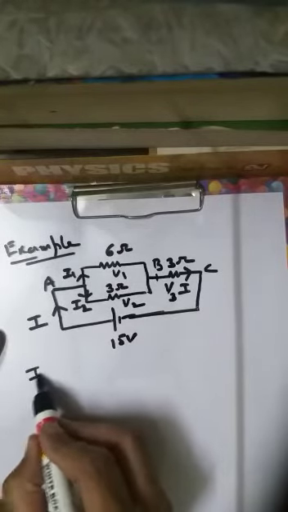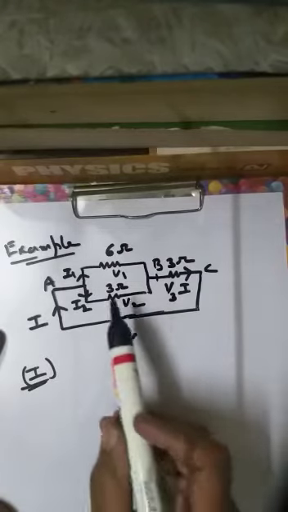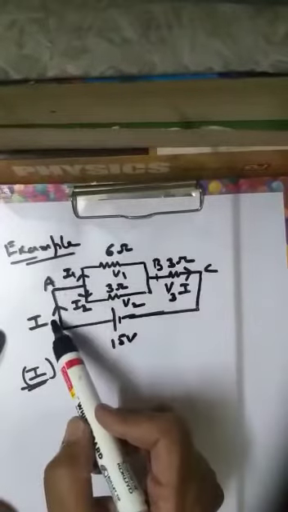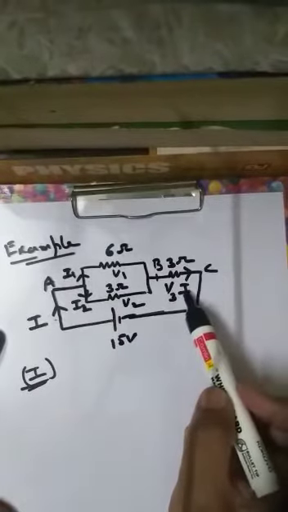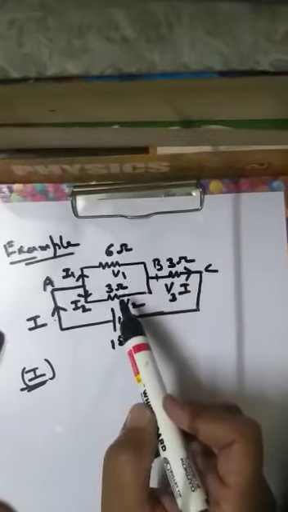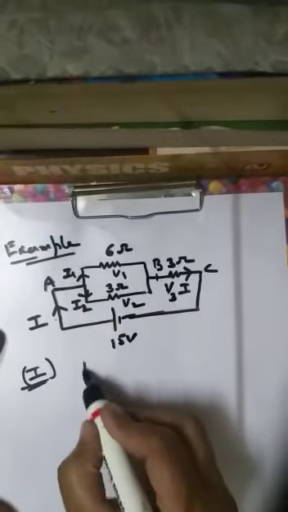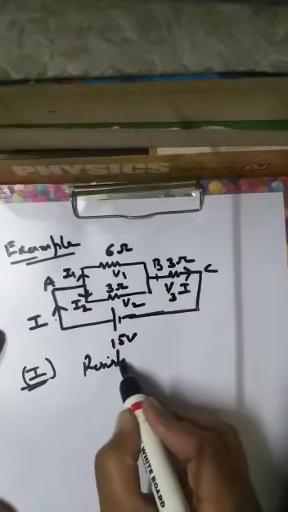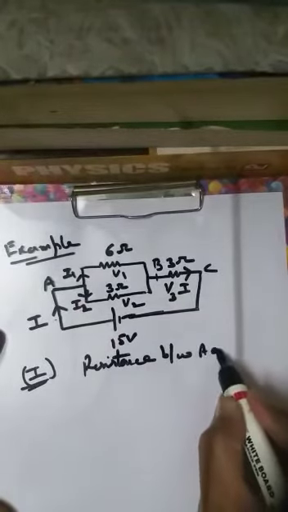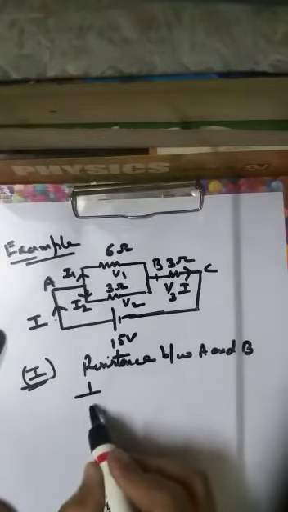First step, here we calculate the total resistance between A and C. At A the current is I, at C the current is I, so the circuit is in series, and in series the parallel combination comes. So first we solve the parallel. Resistance between A and B, they are in parallel, so we use the parallel formula.